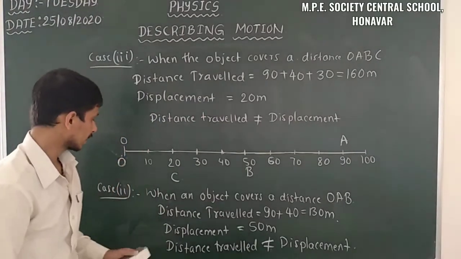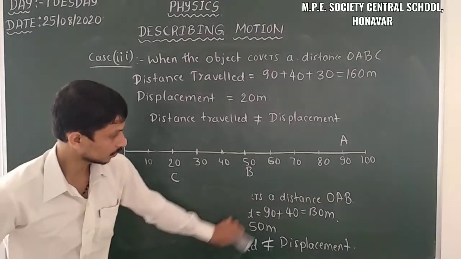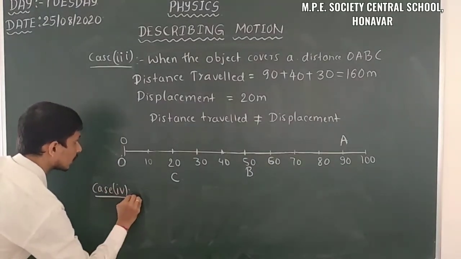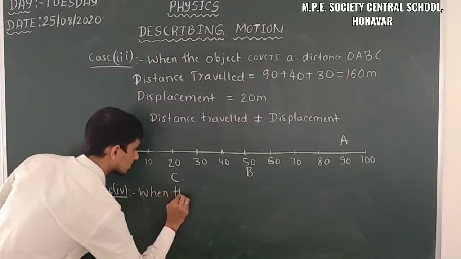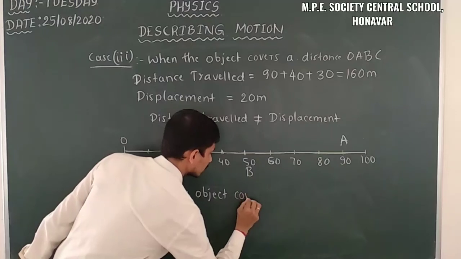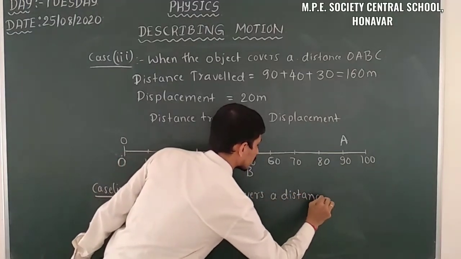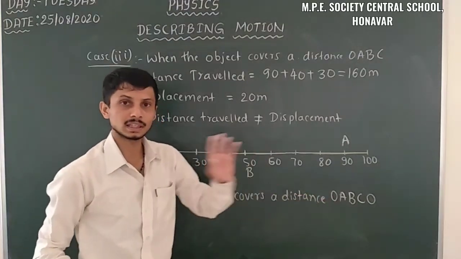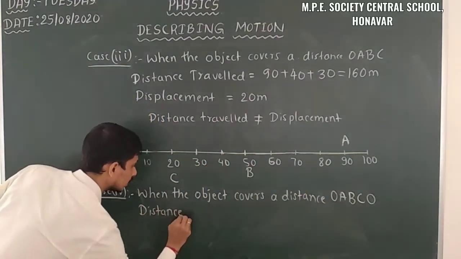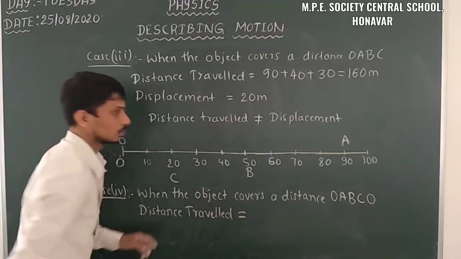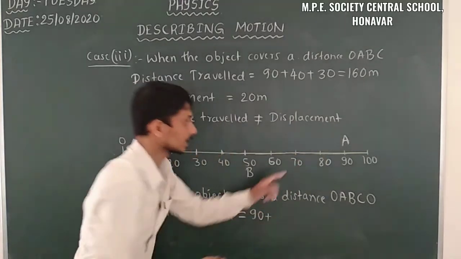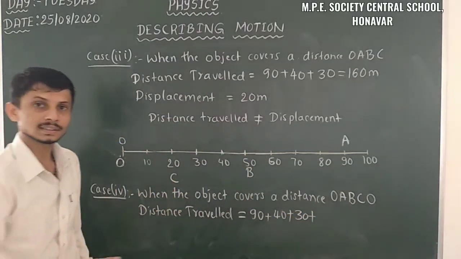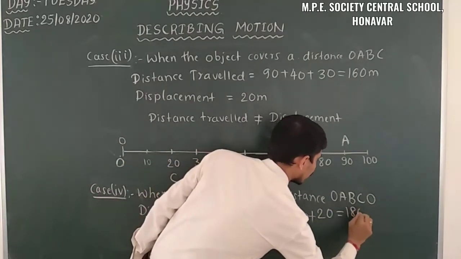Then let us discuss the last case, that is case 4. It is when the object covers a distance O, A, B, C, O. That means the initial position and final position of the object are the same. What is the distance traveled? First we take O to A, it is 90, plus A to B, it is 40, plus B to C, it is 30, plus C to O, it is 20, totally 180 meters.